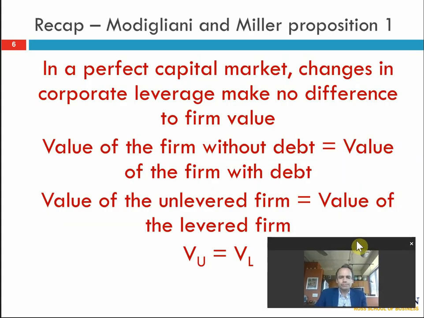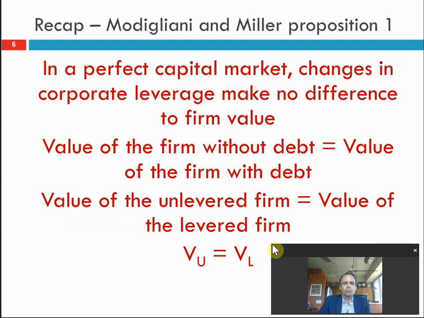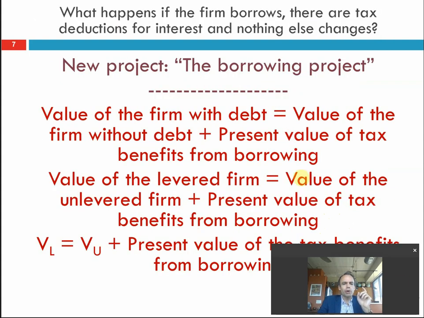To recap from our previous discussion, we said that in a perfect capital market, under Miller and Modigliani's Proposition 1, changes in corporate leverage make no difference to firm value. Another way that we wrote this was to say the value of the firm without debt equals the value of the firm with debt, or we could say the value of the unlevered firm is the value of the levered firm, which we often write in shorthand, V subscript U equals V subscript L. But now we're going to change things just slightly. We're going to introduce a new project, which I'm going to call the borrowing project.